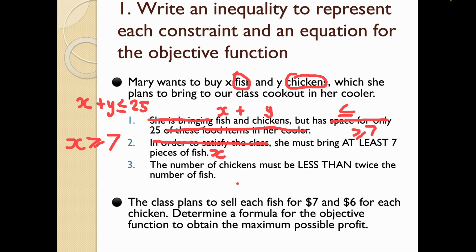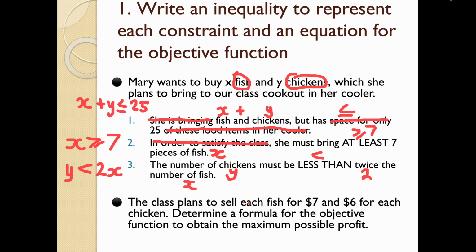The number of chickens. What represents chickens? Y. So all I have to do is replace chickens with Y. And it has to be less than twice. What represents twice? 2. And the number of fish represents what? X. So now I have y less than 2x. If I had to convert that to words, I would say y, which represents the number of chickens, is less than 2 times, or twice, the number of fish. Okay? Now, the last one.